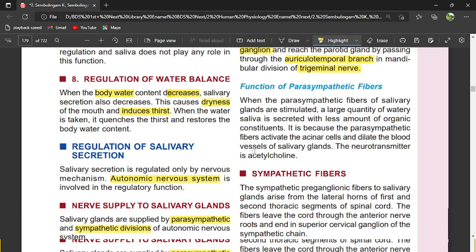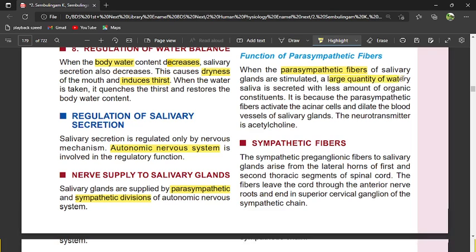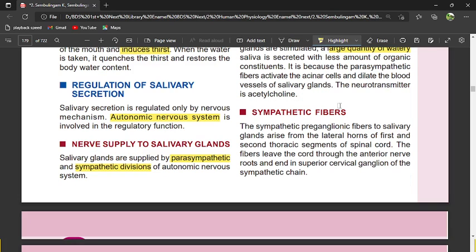So let us go to the functions of the parasympathetic nerve. When the parasympathetic fibers of the salivary gland are stimulated, a large quantity of watery saliva is secreted with a small amount of organic constituents. It is because the parasympathetic fibers activate the acinar cells and dilate the blood vessels of the salivary gland, and they also have neurotransmitters. What neurotransmitters does it have?